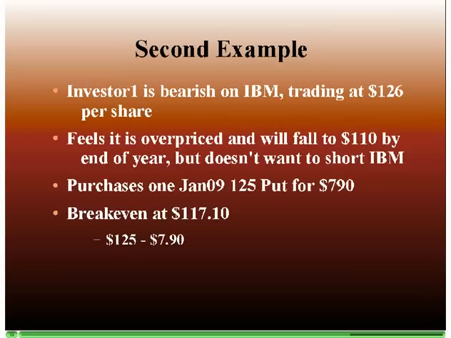Let's say Investor 1 is bearish on IBM, trading at $126. She feels it's overpriced and will fall to $110 by the end of the year. She doesn't want to short IBM. She purchases one January 2009 put with a strike price of $125 for $790. Her break-even is $117.10, which is the strike price of $125 minus the premium.